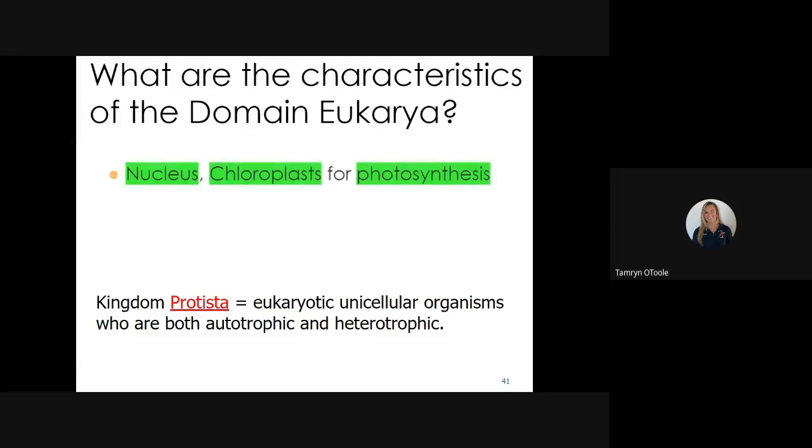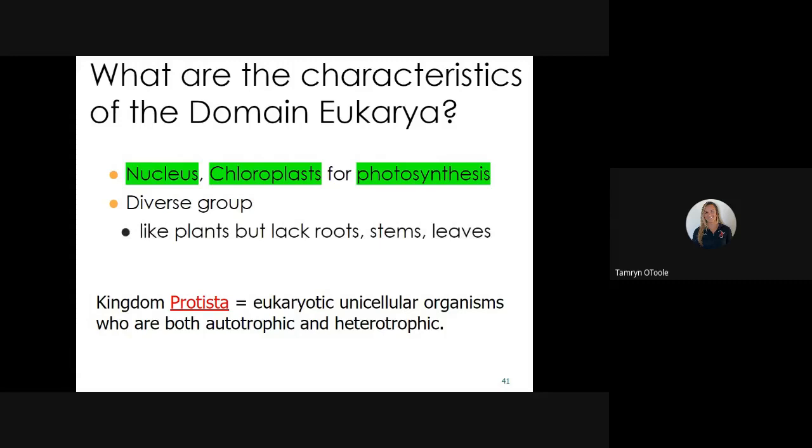All right, some characteristics of eukaryotic cells. Now that we've talked all about prokaryotic cells and these bacteria, we're going to real quickly look at eukaryotic cells and what exactly they have to do with anything. All right, so eukaryotic organisms, they do have a nucleus. They do have membrane-bound organelles like chloroplasts that we use for photosynthesis. They are a very diverse group. They are like plants, but they lack roots, stems, and leaves.